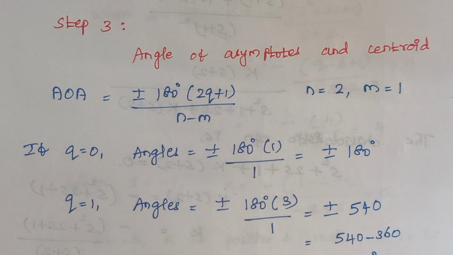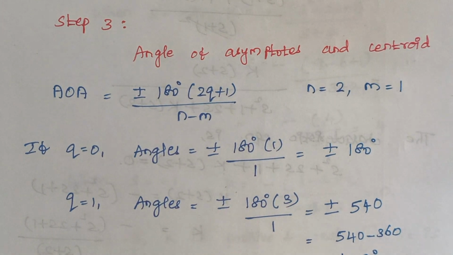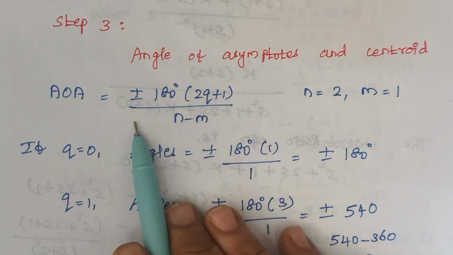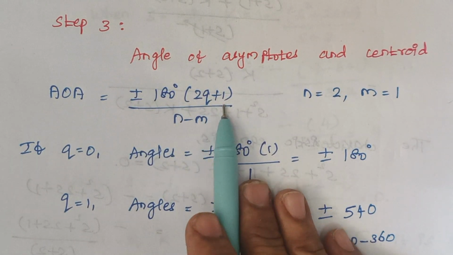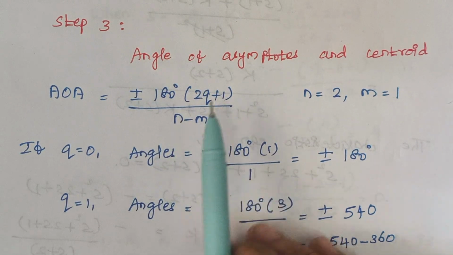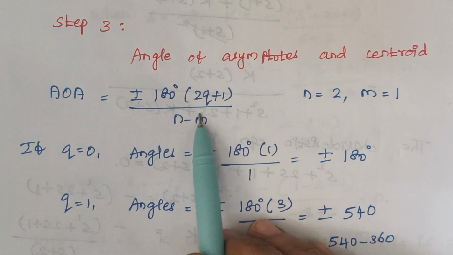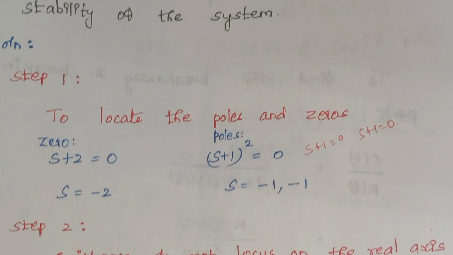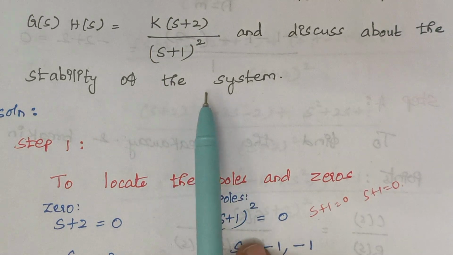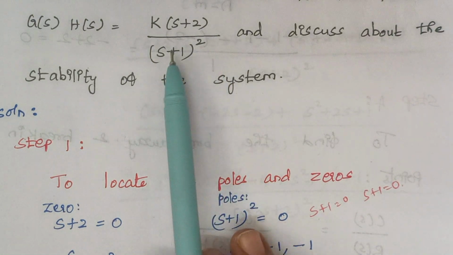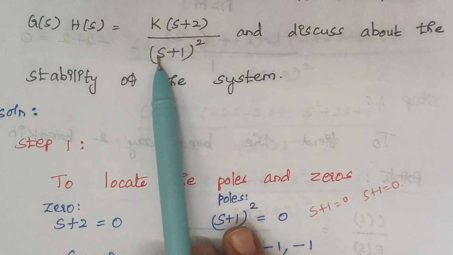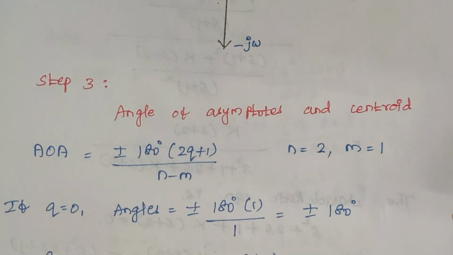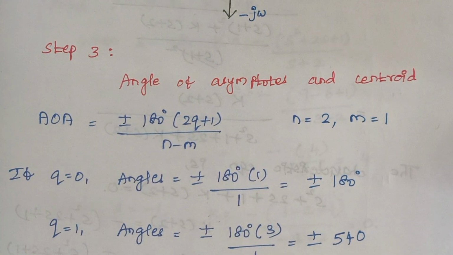And step 3 is angle of asymptotes and centroid. The angle of asymptotes is given by this formula: plus or minus 180 degrees into 2q plus 1 divided by n minus m. N stands for the number of poles and m stands for the number of zeros. Looking back at the problem, how many poles are there? We have 2 poles because the maximum power of s is 2, and only 1 zero. So the value of n is 2 and m is 1.